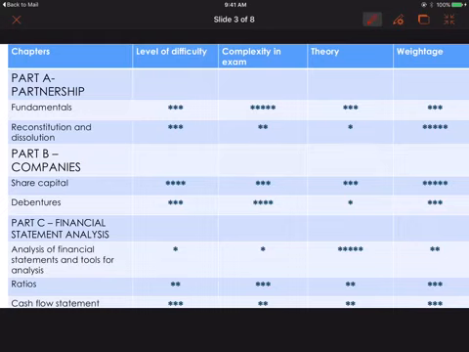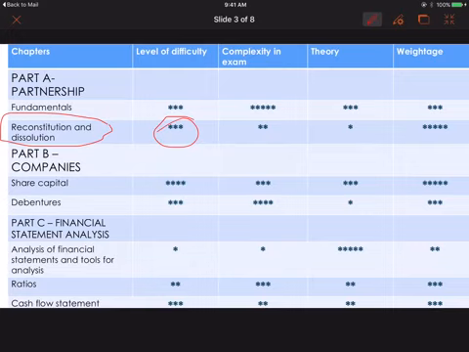Okay, then coming on to reconstitution and dissolution. It contains admission, change in profit sharing ratio, retirement, death. In level of difficulty, again 3 stars. Now this is something I am highlighting in this chapter. I will be dealing with the reason in the subsequent slides.